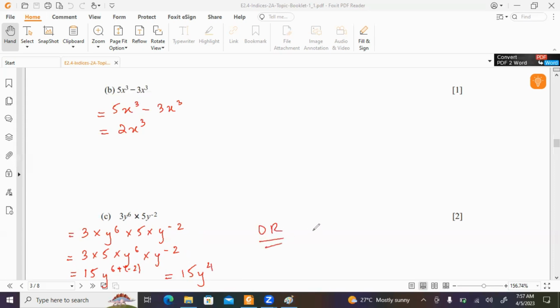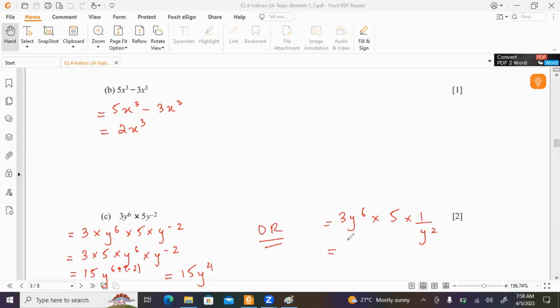An alternate method could have been that, in the first step, we actually change the negative power to a positive one. As we did earlier, if the power is negative and it's in the numerator, we can bring it to the denominator and the power becomes positive. So keeping that in mind, I will only move y to the denominator, not 5. 5 remains as it is.